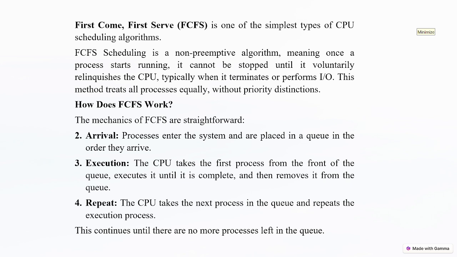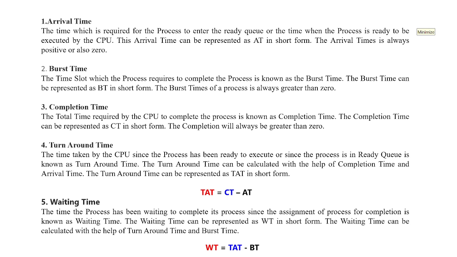FCFS is a non-preemptive scheduling algorithm, so once a process starts running, it cannot be stopped. The terminologies of FCFS scheduling are arrival time, burst time, completion time, turnaround time and waiting time.